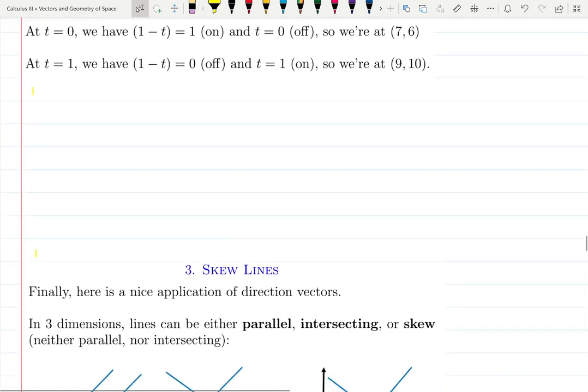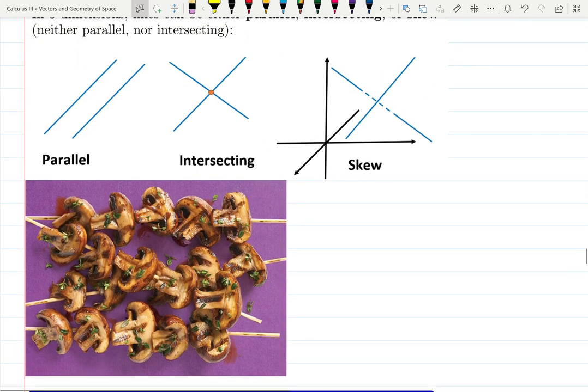Let me show you the picture. Because this is what these 2 lines are.